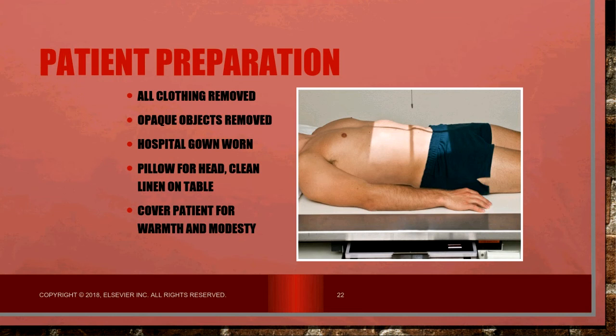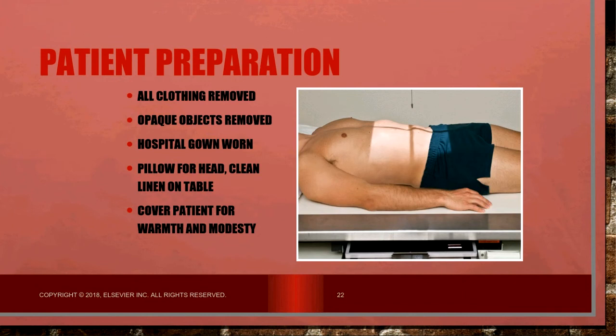And they would put a gown on, typically open in the back. And usually I would leave their shoes and socks on just so that they're not having to walk around barefoot on the hospital or imaging center floor. So all their clothing is typically removed unless there are no radiopaque objects. Radiopaque objects such as piercings would have to be removed if they're able to. They put on a hospital gown. Typically, you give them a pillow for their head and clean linens on the table. And ideally, you cover the patient to keep them not only warm, but to provide them some amount of modesty. Okay.